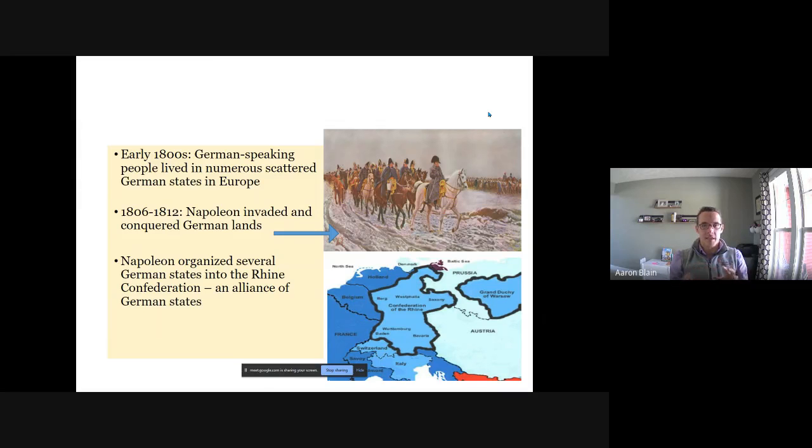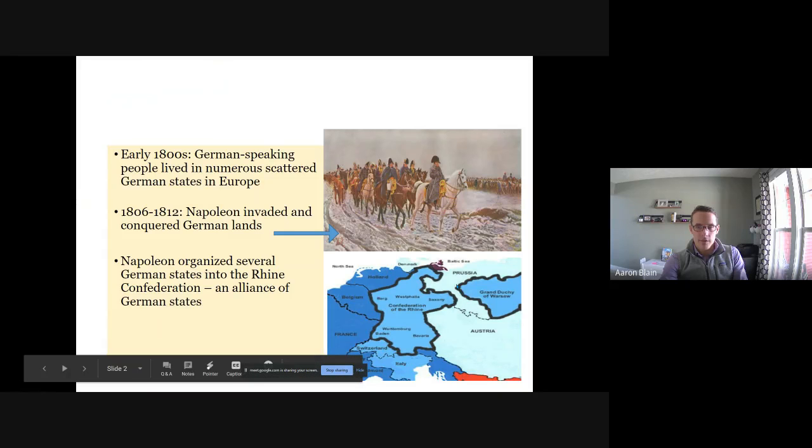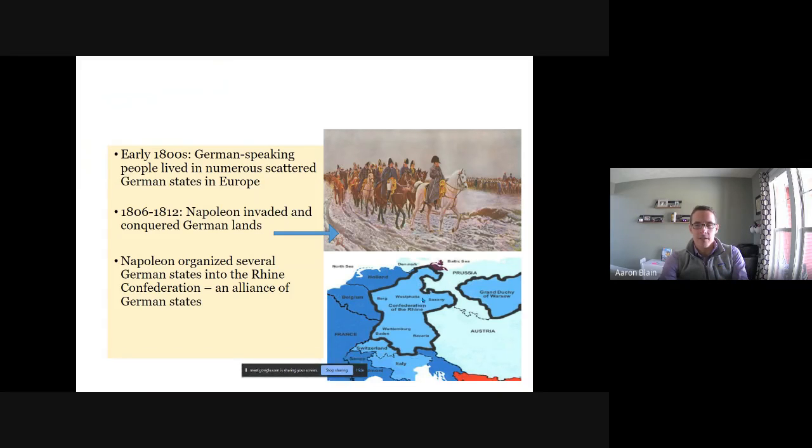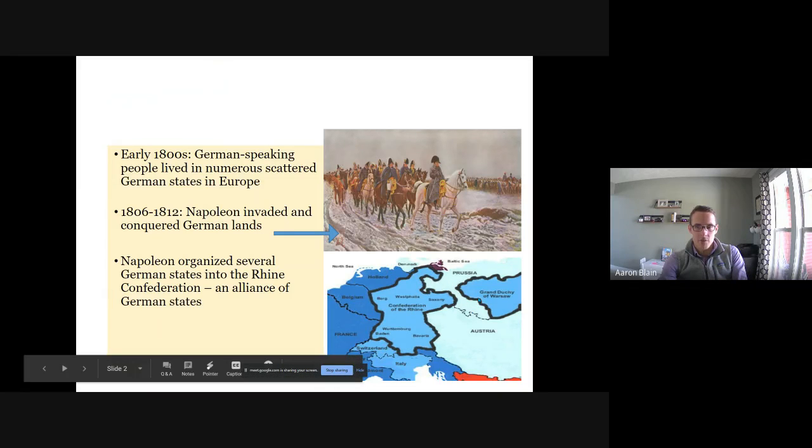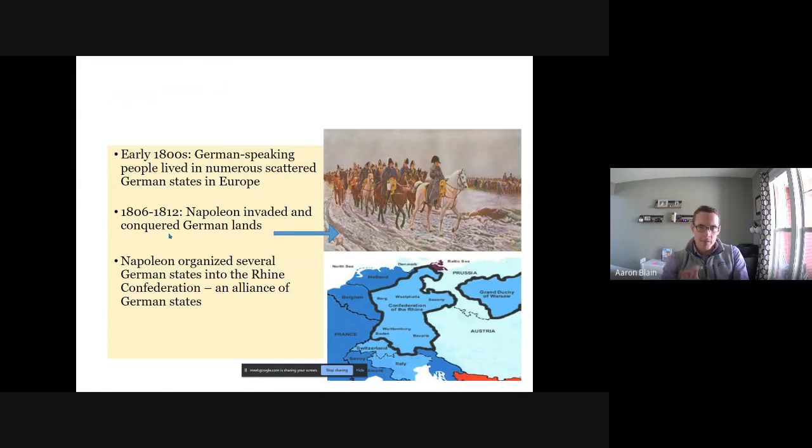There's different various states. And if you look at the map, I mean, they're all over here. There's some disunity. So you have these different areas where Germany's kind of loosely put together. All right. So that's the background there. They're speaking the language, but they're not unified yet. So 1806 to 1812. You don't need to know the dates. Just kind of some context here.